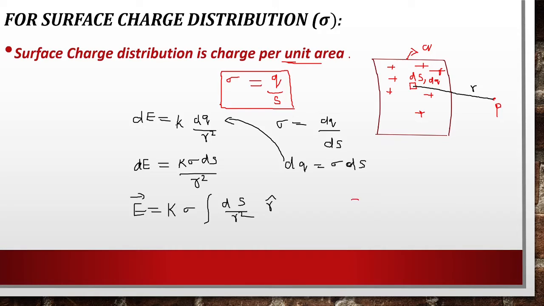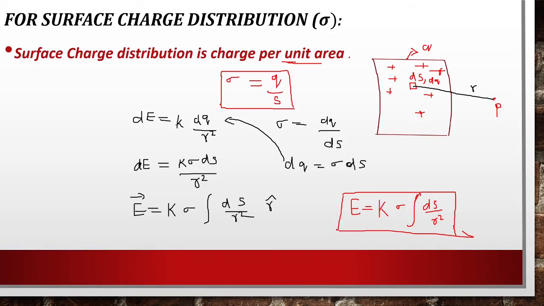E is equal to, since K is constant, we can take it out. Here we are considering sigma is constant, so sigma is out. Integral is equal to K sigma integral of dS by r square, where K is 1 by 4 pi epsilon 0. Don't forget that. So this is an expression for electric field at a point P due to our surface charge distribution.